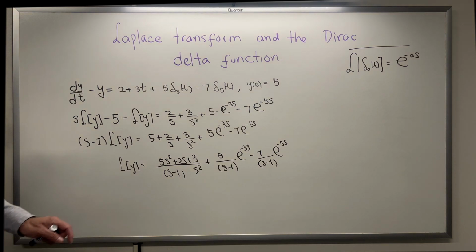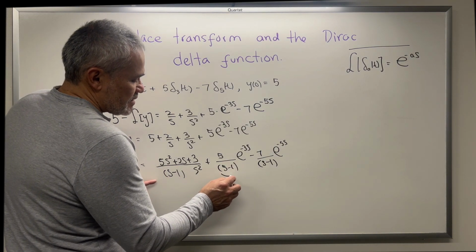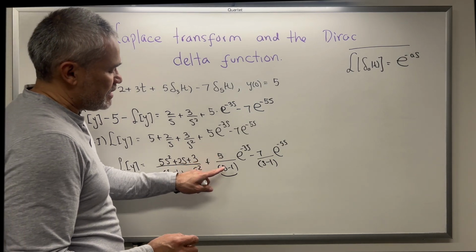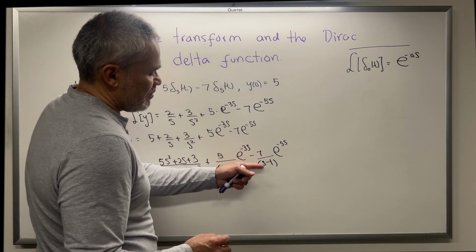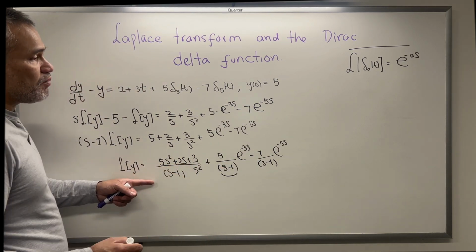Essentially, we need to compute 3 Laplace transform inverses. This one is relatively easy. This one is the Laplace transform of 5 e to the t. This one is just the Laplace transform of 7 e to the t. And for this one, we need to do partial fractions.